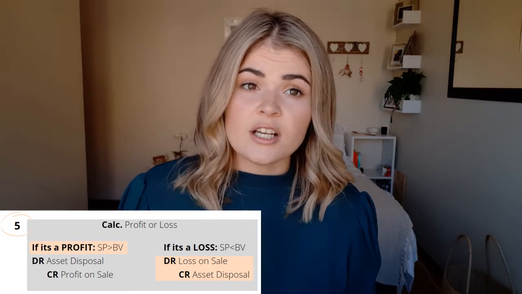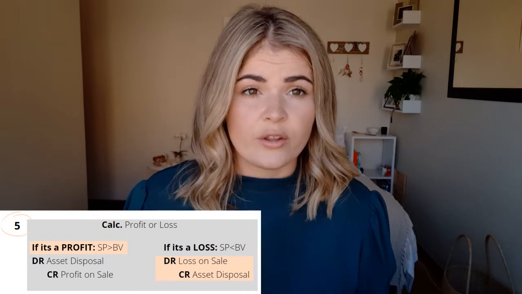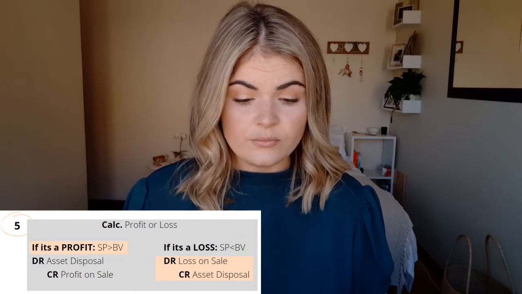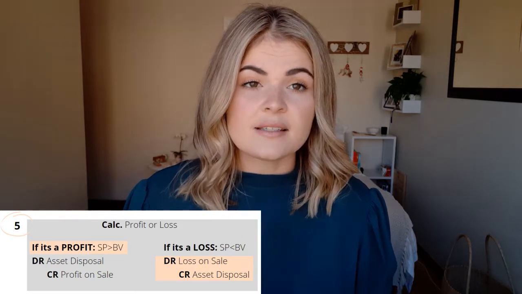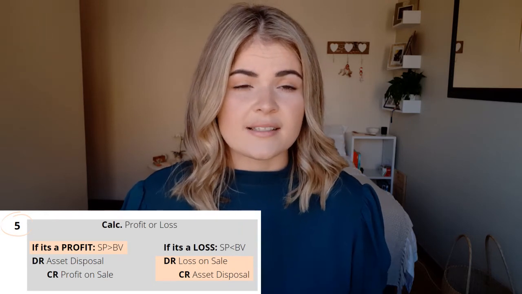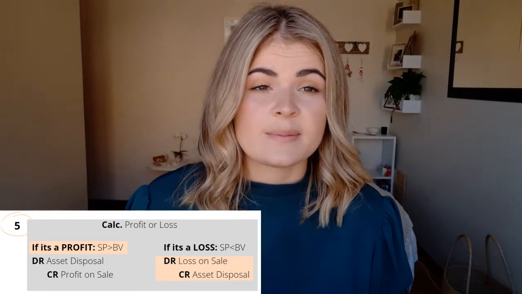Now if it's a loss on the other hand, this means that we sold it for less than what it's actually worth. So the selling price is less than the book value. If this is the case, then we debit our loss on sale and credit our asset disposal. Remember, loss on sale is an expense, and an expense increases on the debit side. So now we've got a new loss that is increased, and it's going to decrease our net profit at the end of the day. So we write it as a debit in loss on sale because it's an expense.